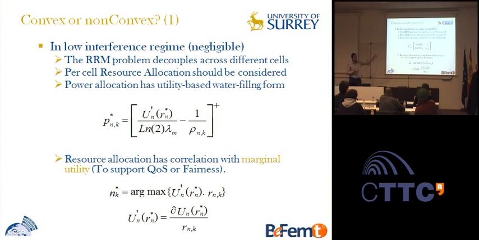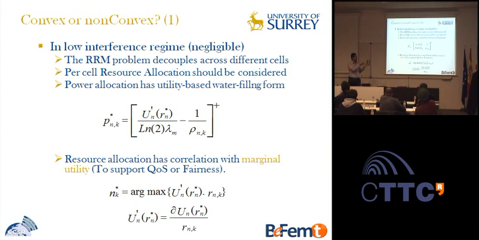Here I've shown it based on the utility formulation, and as you can see, it's going to be utility-based water filling or multi-level water filling, which is also dependent on the marginal utility, or the derivative of utility at the optimal point. And the resource allocation, as you can see, based on this formulation, is going to have correlation again with the marginal utility and the achievable rate that we have on different resources in the system.